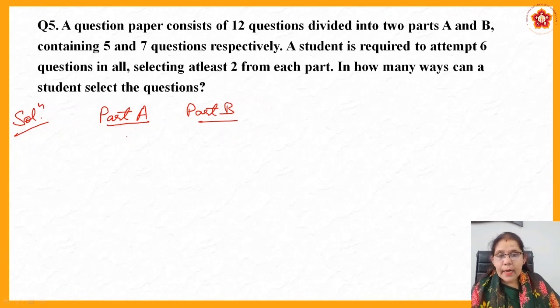And it is from part A. In part A there are 5 questions and you have to select at least 2 from there. And in part B there are 7 questions and again you have to select at least 2 from there. So let's see, from part A you have selected 2 questions out of 5. In total, how many questions do you have to attempt?